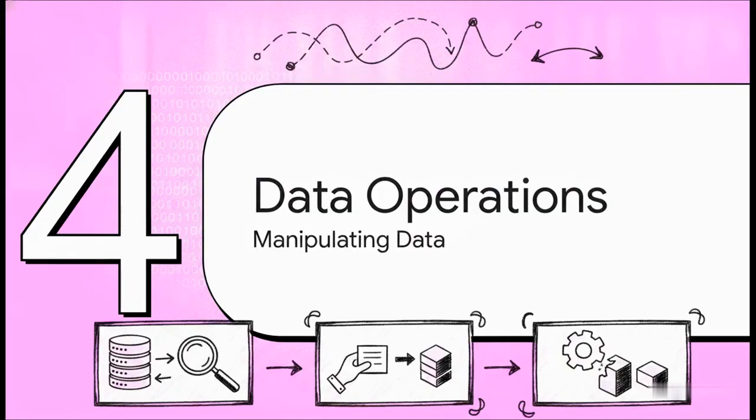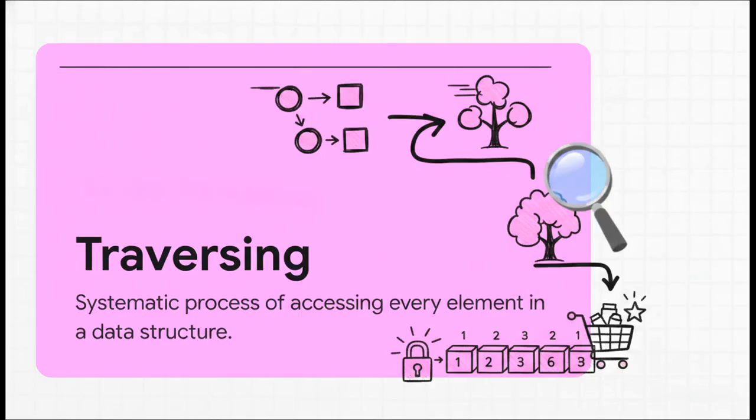Which brings us to Section 4, essential data operations. Let's talk about manipulating this data. Okay, up to this point, our data has just been sitting there. Let's introduce the actionable verbs of our programming narrative, starting with traversing.